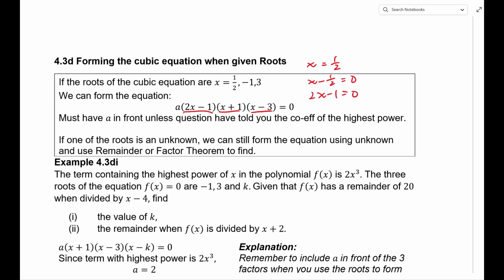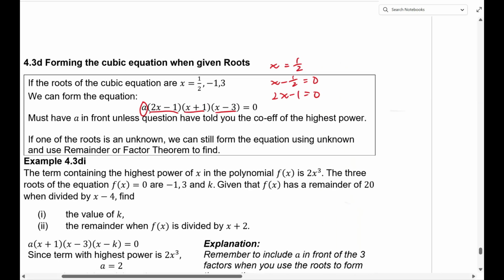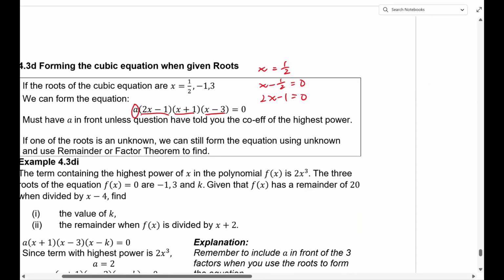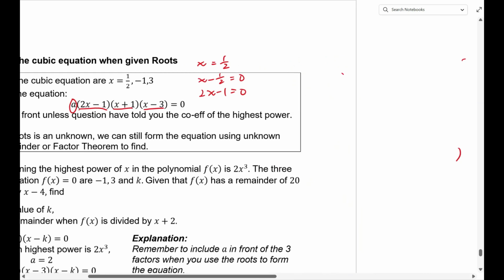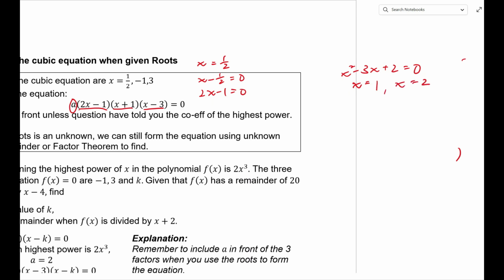And if you notice, you must include an a in front unless the question has told you the coefficient of the highest power. So why? Let's say we have x minus 3, x squared minus 3x plus 2 equals 0. Now if we use our calculator to get our roots, we will see that x equals minus 1, x equals 1 and x equals 2.